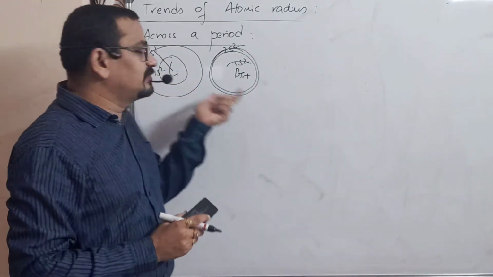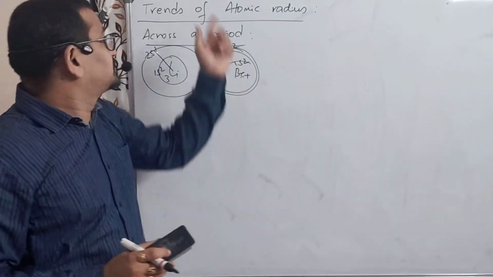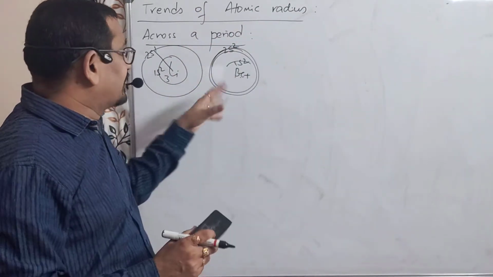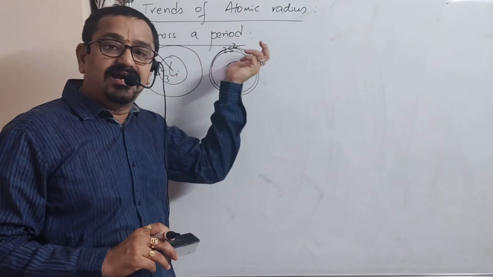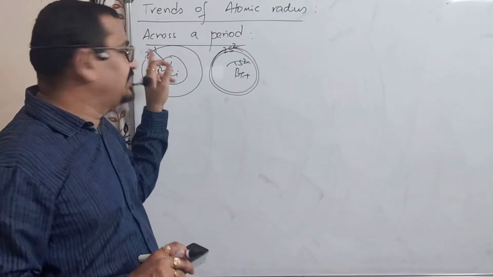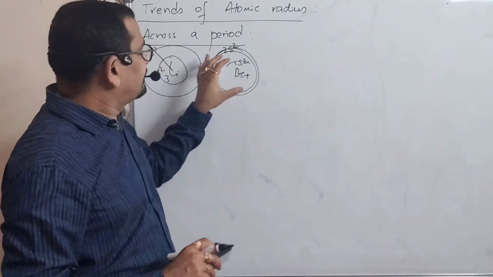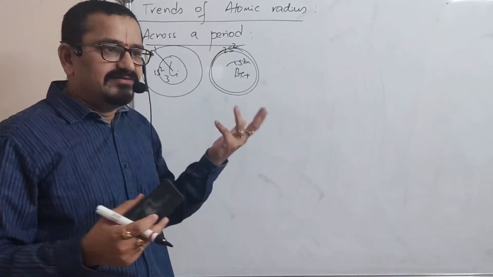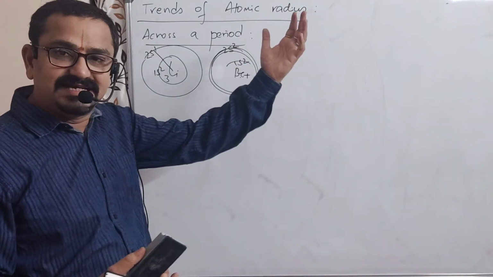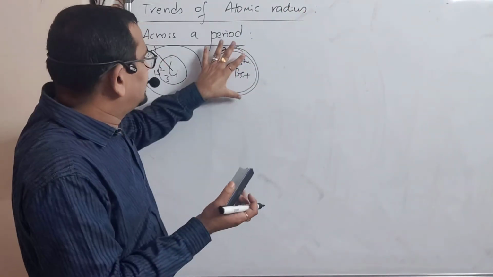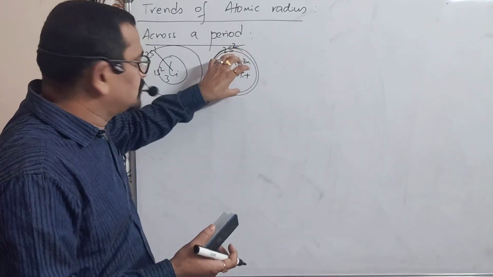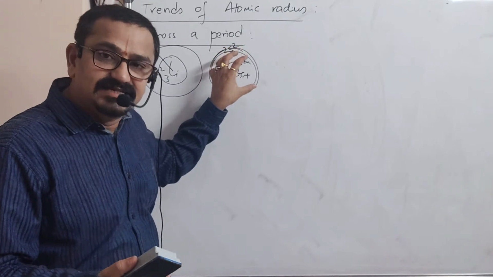So from lithium to beryllium, the effective nuclear charge, whatever the definition we discussed, the fraction of nuclear charge that is actually acting on a particular electron, as distance is not varying from lithium to beryllium, the effective nuclear charge will be more, because within the same distance more nuclear charge is existing, more electronic charges are existing, they will attract one another and they come closer. Electrons come closer. So when electrons come closer, obviously we can say the size is decreased.